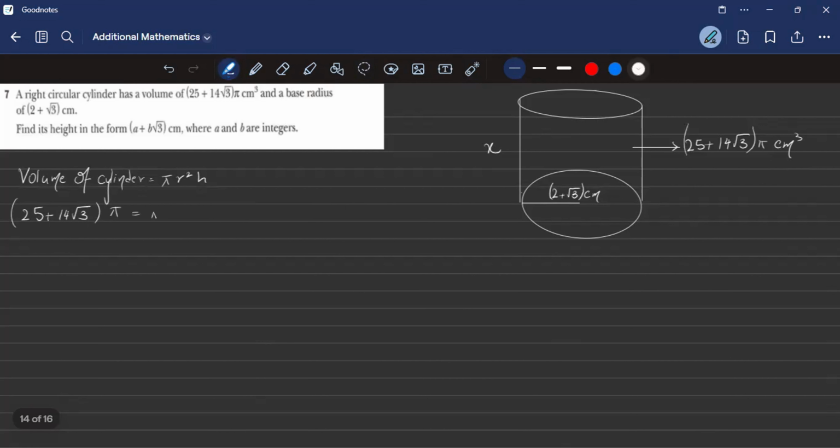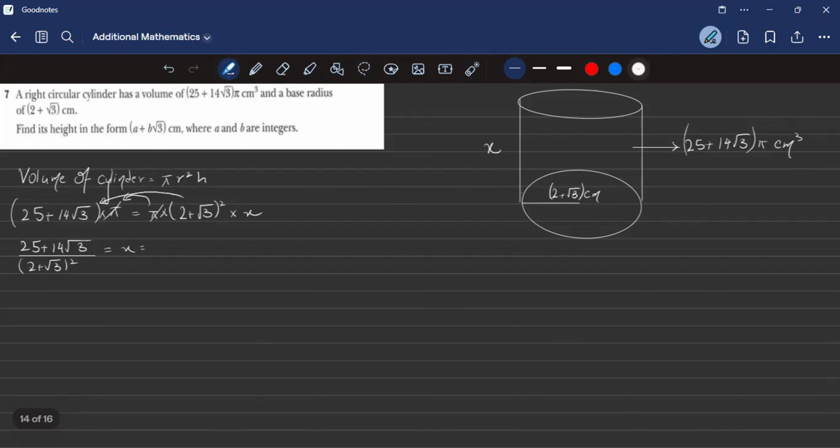Is equals to pi multiplied by what is r squared? We have the radius 2 plus under root 3 whole squared. And what is the height? We have assumed it to be x. The thing is, at both sides we are getting pi to be multiplied, so pi can be easily cancelled out. So right now we have 25 plus 14 under root 3, and if we were to take this 2 plus under root 3 to the other side, we would get divided by 2 plus under root 3 whole squared is equals to x.